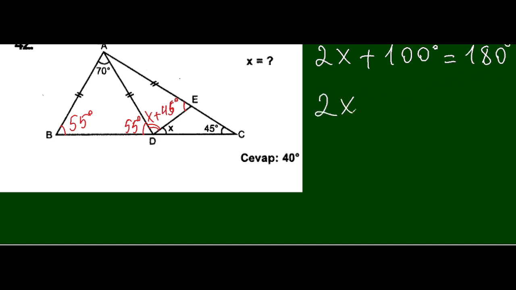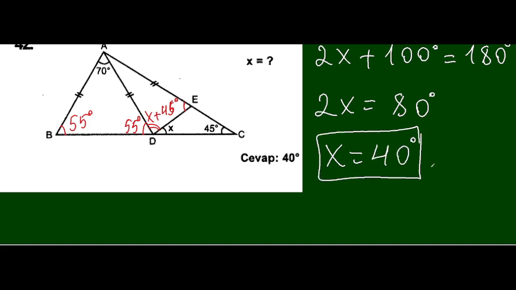And here we know that 2x has to be 80 degrees. And x here, as you can see in the answer, is 40 degrees. So it's right.